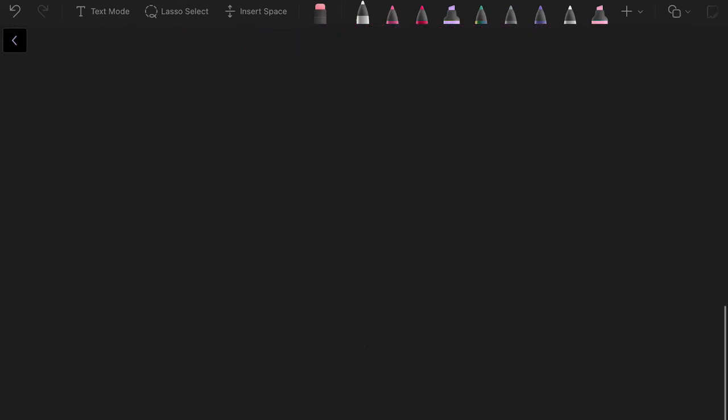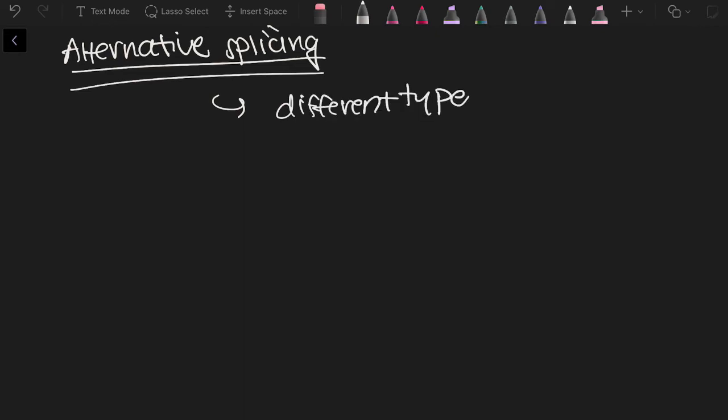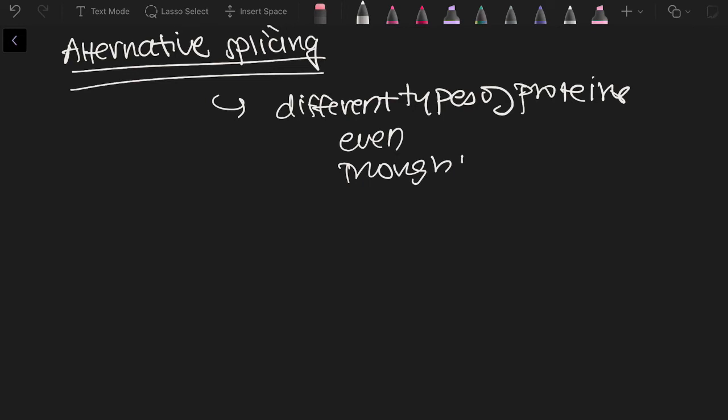Another important concept is the concept of alternative splicing. Now alternative splicing is the reason why sometimes we can say that there are many different types of proteins produced in a cell, right? Alternative splicing actually allows us to produce different types of proteins in a cell. It allows us to produce many different types of proteins even though we have only one mRNA strand, the same mature mRNA strand.